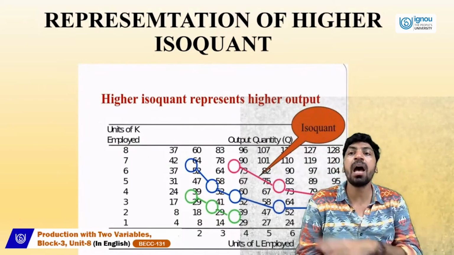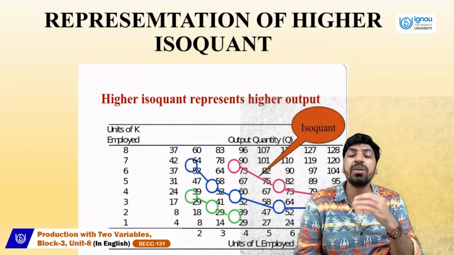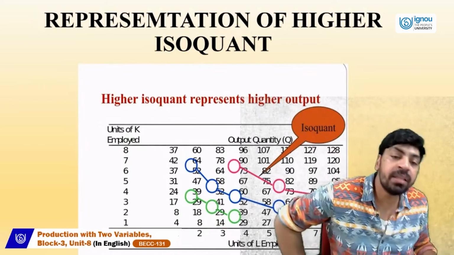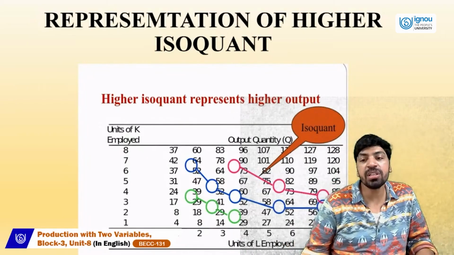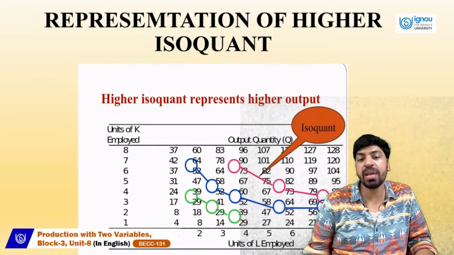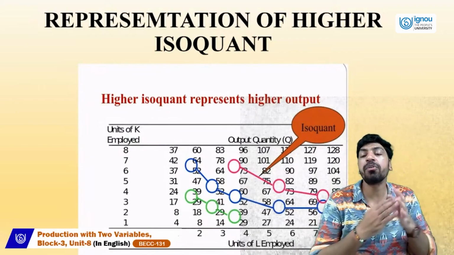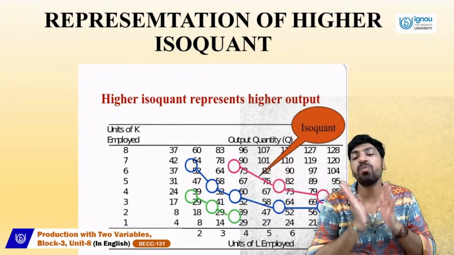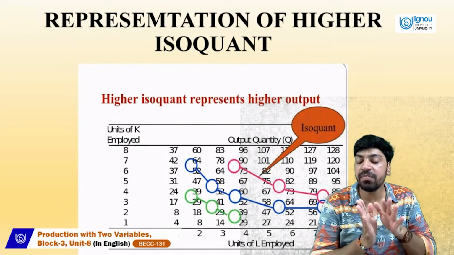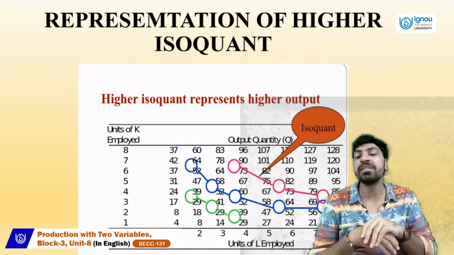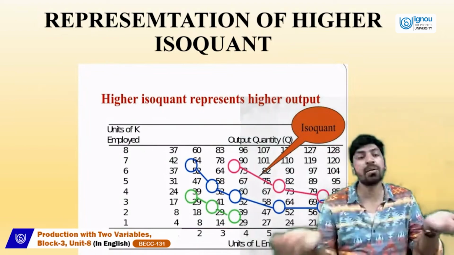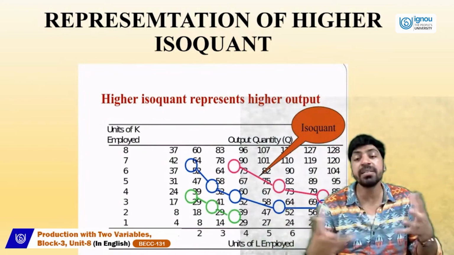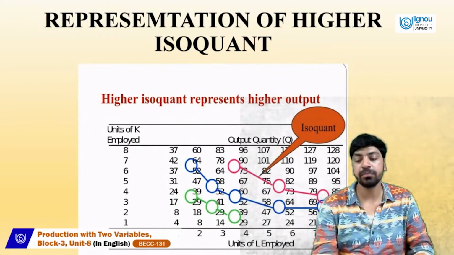This is the way you represent it in the schedule, and from the schedule itself you can make the graphical representation. This is how you portray the higher isoquants from within the schedule, and accordingly you can draw the isoquant curve as well, in the form of boxes and trend lines, and that is called the higher isoquants, which represent the higher output.